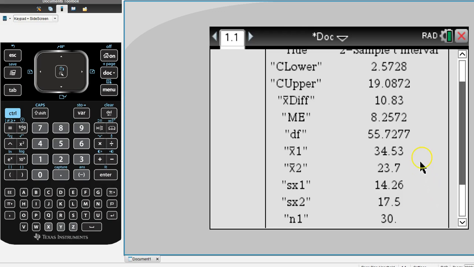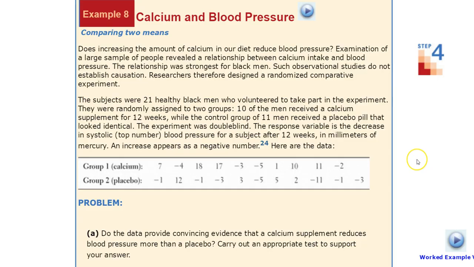But you could actually figure out what that t is by figuring out the standard error, and then your margin of error is going to be the t critical value times the standard error. So you could figure out what that t critical value is, but you don't have to do that. On the 2-sample test, usually using technology is the preferred method. So you've got your confidence interval and so forth. Pretty easy to do.